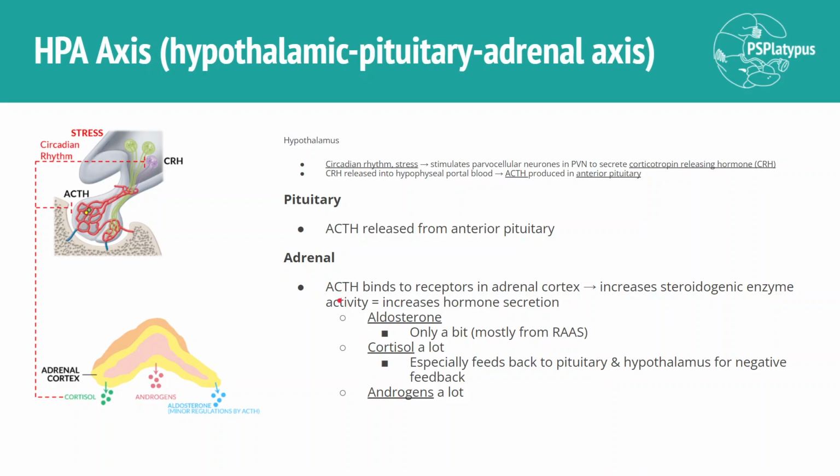Now, this is an axis, so there's always going to be negative feedback. The key way is cortisol feeds back into the pituitary and the hypothalamus for negative feedback, stopping both CRH and ACTH.